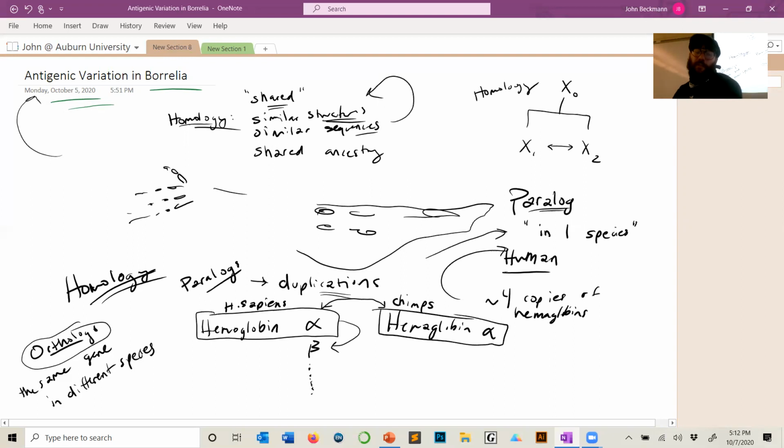So the ortholog of hemoglobin alpha from Homo sapiens might be a little bit different from the ortholog of hemoglobin alpha from chimps. So paralog is duplications within one species. Ortholog is the same gene amongst different species. Okay.